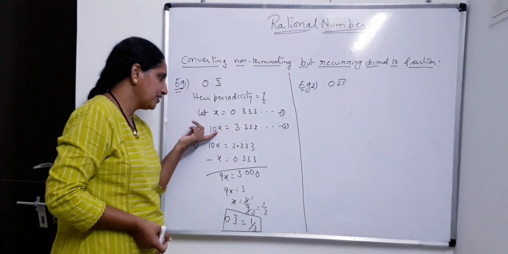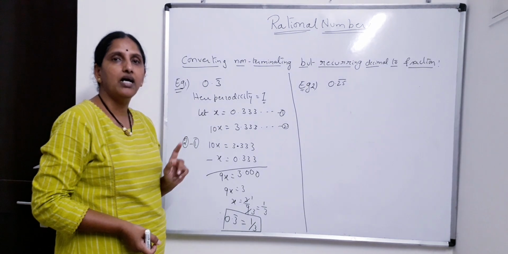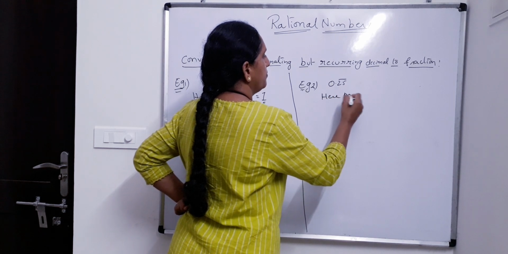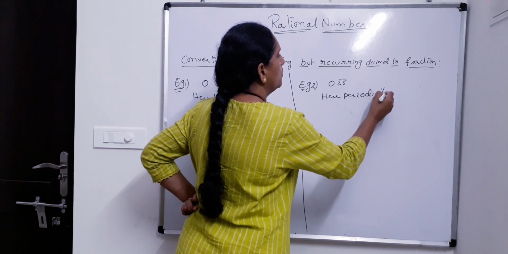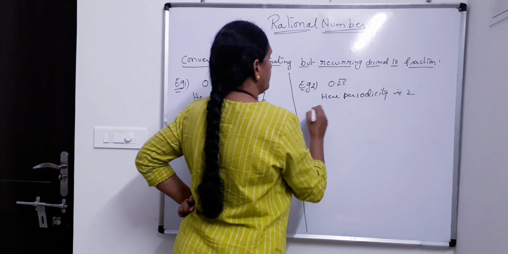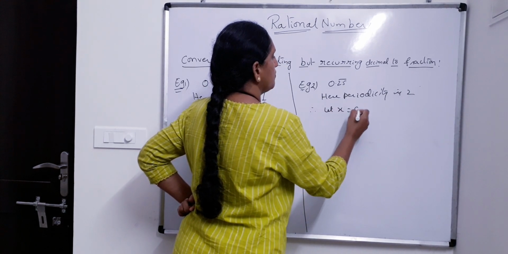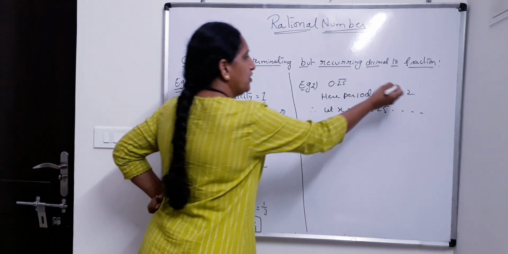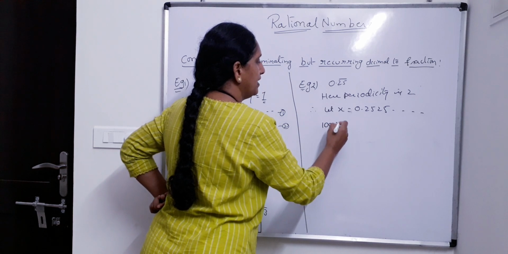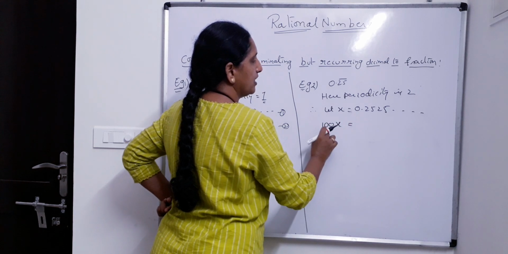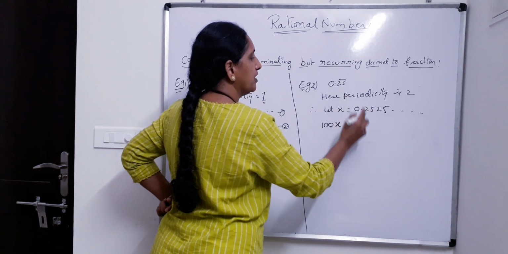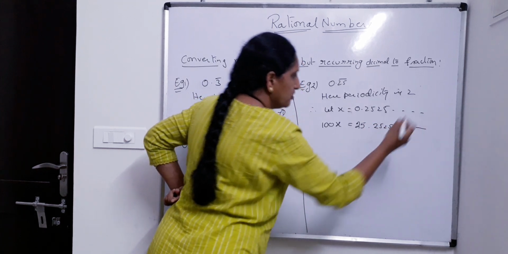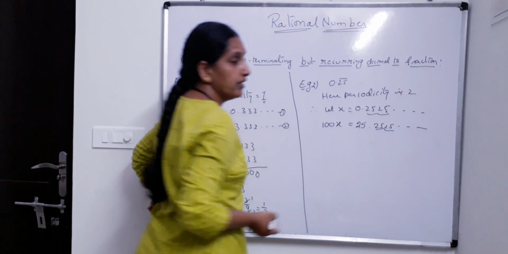What should you do? Yes. Here you have to multiply with 100. Here periodicity is 2. So therefore let x is equal to 0.2525 dot. Now periodicity is 2, therefore I want to multiply with 100. 100x is equal to, 2 zeros are there, means after the decimal point 2 digits will shift here. 25.2525. So how many you are taking here? Those many you take here also.